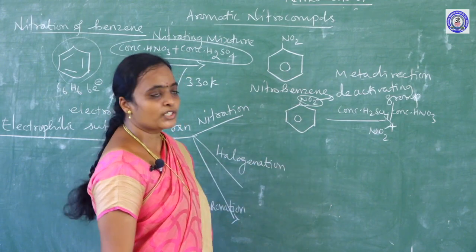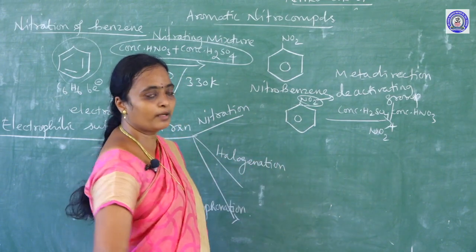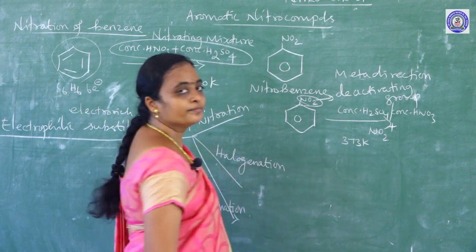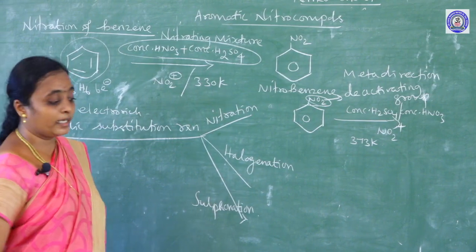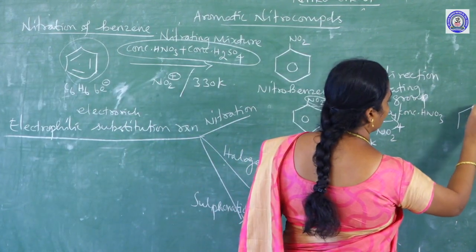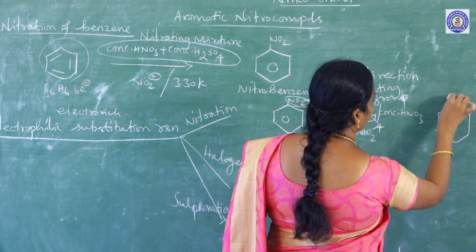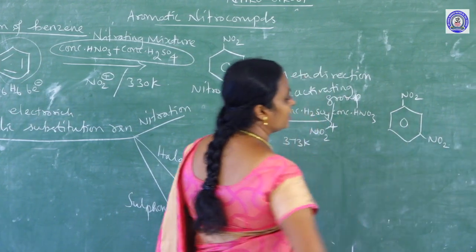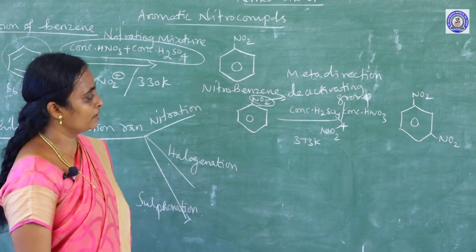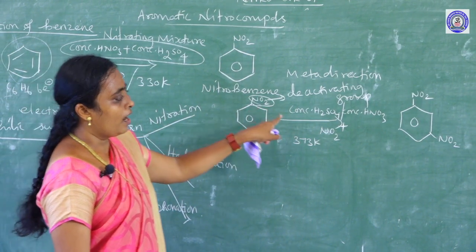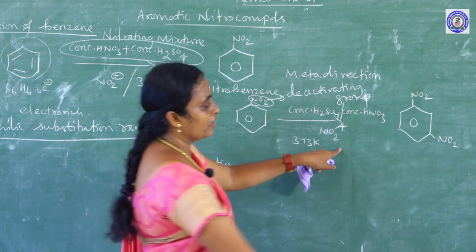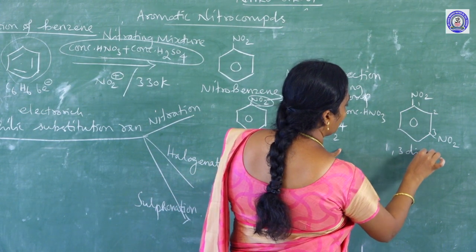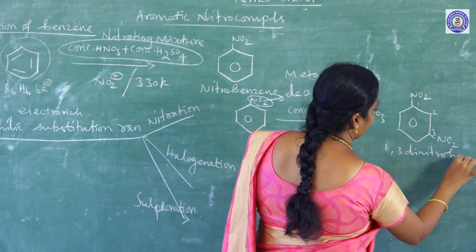Suppose in the first nitration, I can do the nitration at 2 different temperatures. Suppose I am taking 373 Kelvin, there is one type of product I will expect: a benzene ring with an NO2 nitro compound, and at the third position one more nitro group attached. Nitrobenzene on nitration will give the 1, 3-dinitrobenzene as a product.